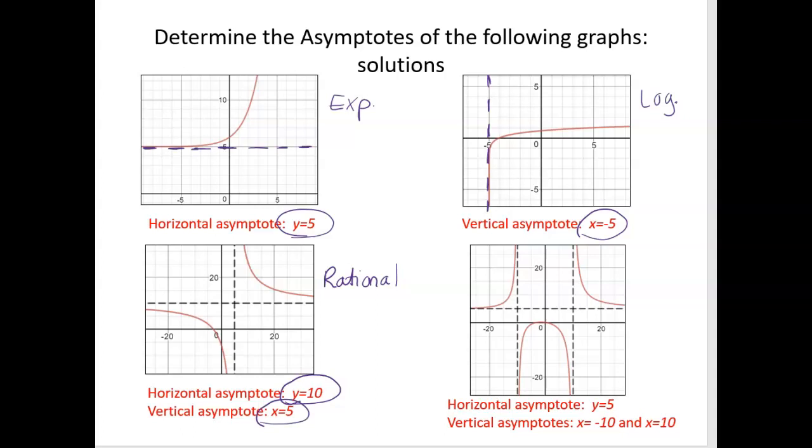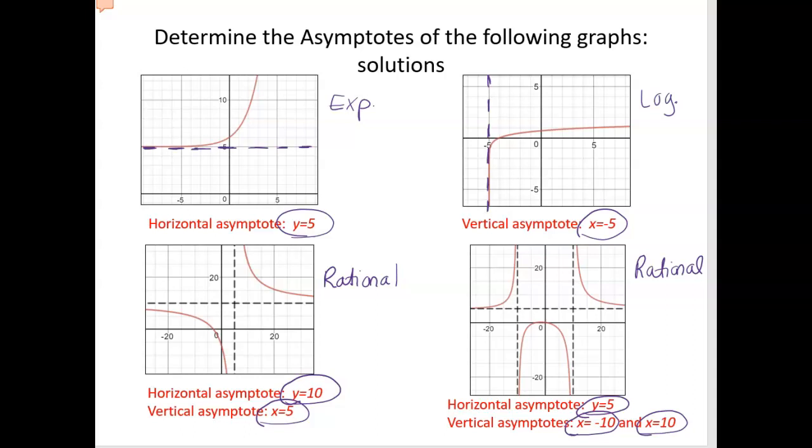All right, here's another rational graph. And you can see this one has a lot going on. We have two vertical asymptotes. You can see those drawn in. One horizontal. Your horizontal is at y equals 5. Your vertical, you have one at x equals -10 and one at x equals 10. So you can see how you have multiple verticals, and that's pretty typical of a rational graph. And you also have the horizontal.